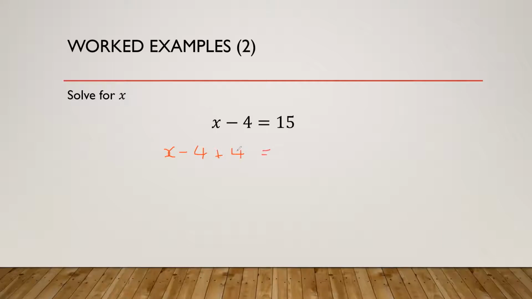But if I add 4 to the left-hand side, I need to add 4 to the right-hand side. So now I end up with x is equal to 15 plus 4. That's actually what's happening. So minus 4 moved to the right-hand side becomes plus 4. So now we have 15 plus 4, which is 19. So the value of x is 19. That is the solution to our equation.